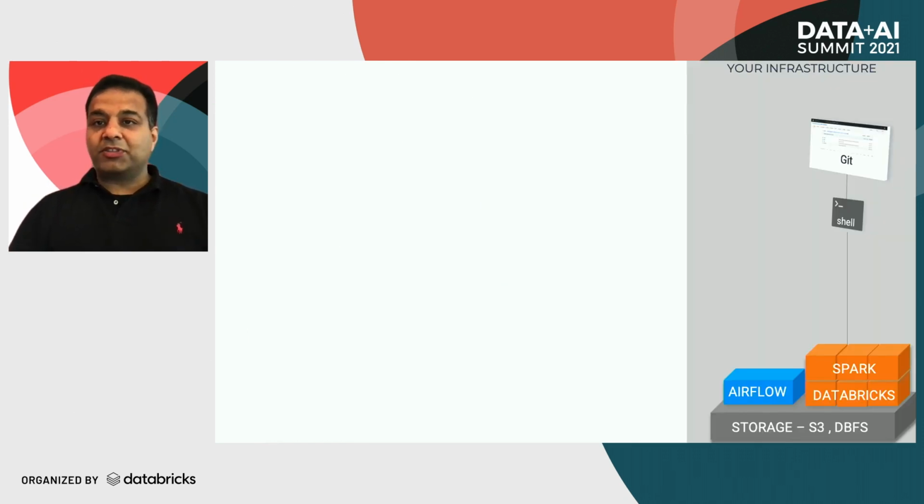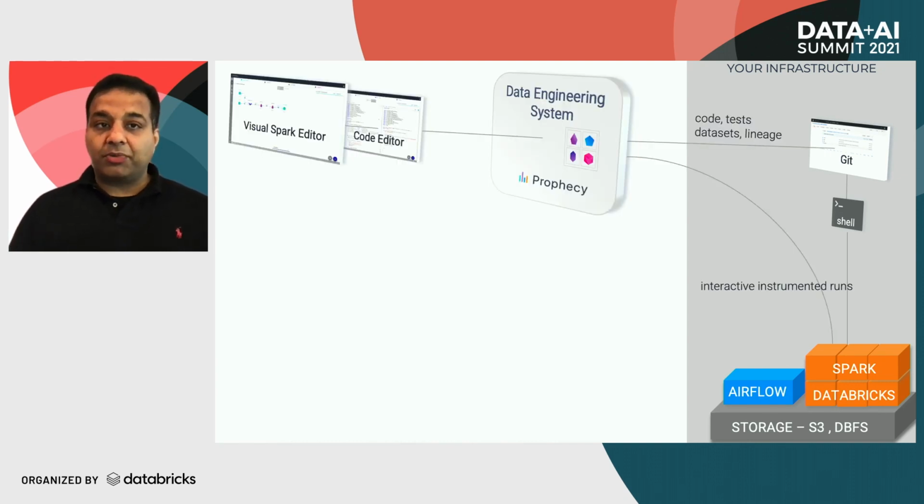Now, just before the scheduler demo, I want to give a quick summary of how Prophecy works with your infrastructure. You have your Git, your shell, your Spark, your Airflow. So you have your infrastructure, which you are using currently. Prophecy adds a data engineering system on top. Of course, you're getting the low-code Spark development, but the code, the tests, the lineage, everything is going on Git.